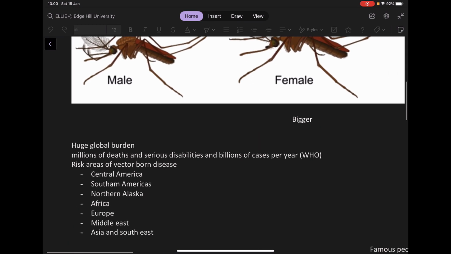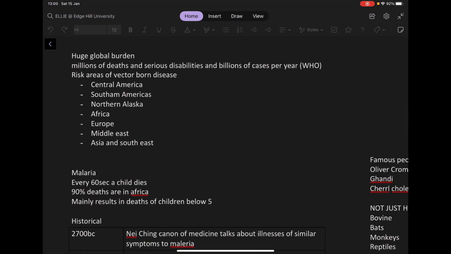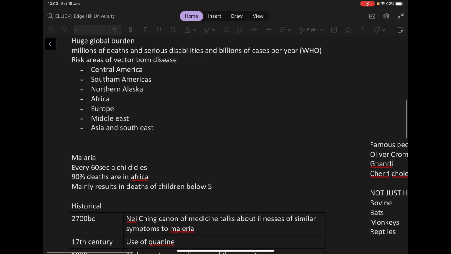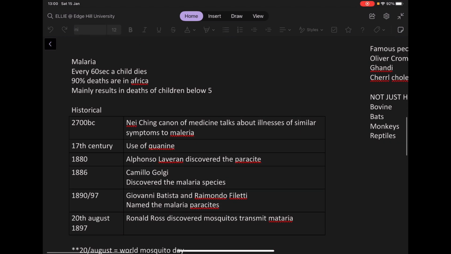But anyway, malaria is a huge global burden that causes millions of deaths and serious disabilities each year. The main areas affected are places like Central America, South America, Africa, Europe, the Middle East, Asia and Southeast Asia. So it's really all over the world where these mosquitoes transmit it. Sadly, most deaths do occur in Africa, at 90% of them, and one child dies every 60 seconds.